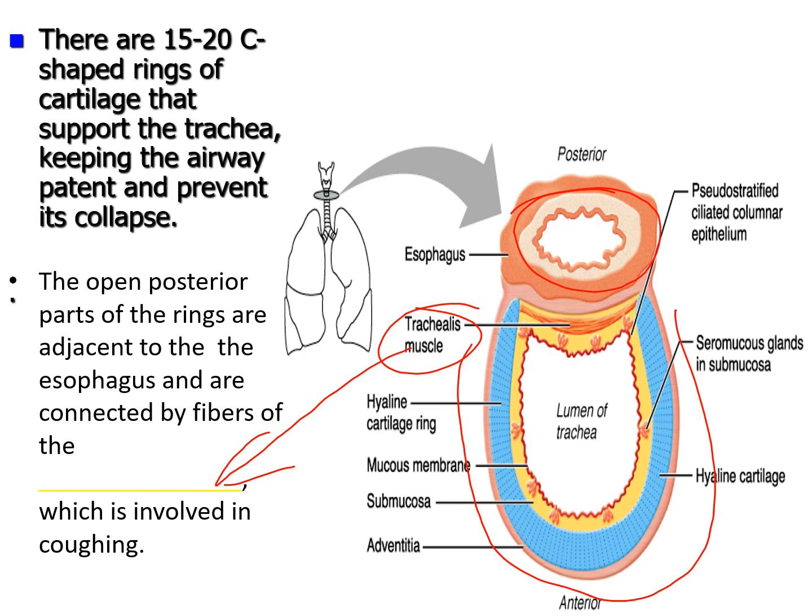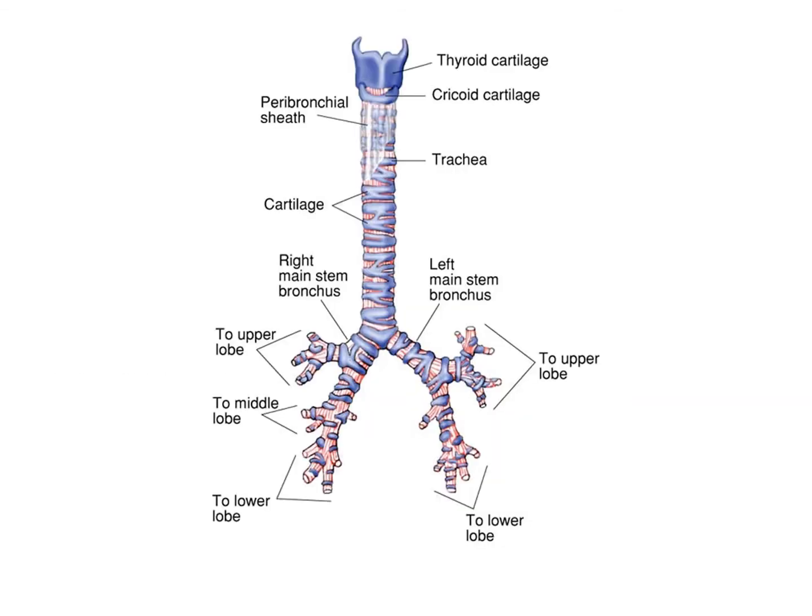So this is where it's incomplete posteriorly, and this is actually a landmark that we look at in bronchoscopy to tell right lung from left lung: hey, where are the tracheal rings incomplete? That can actually give us a landmark to which side is the right main stem and which side is the left main stem when we're actually going in there with the camera. It's pretty cool. All right, so this is the big picture as we're going through the lungs, the trachealis muscle.